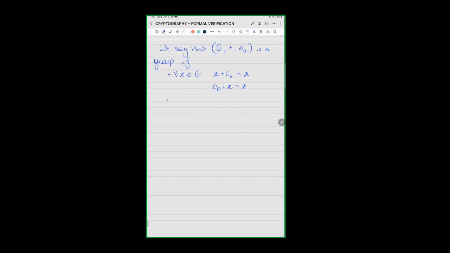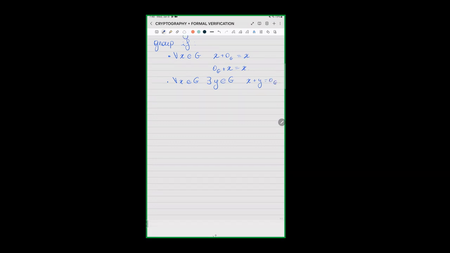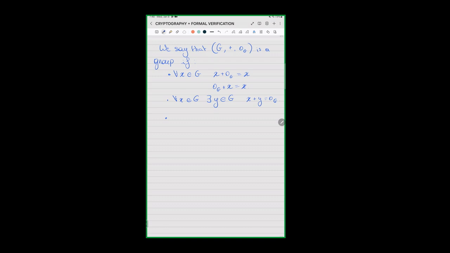We also have that they exist. For all x in G, there exists y in G such that x plus y equals 0G. We also have the associativity.